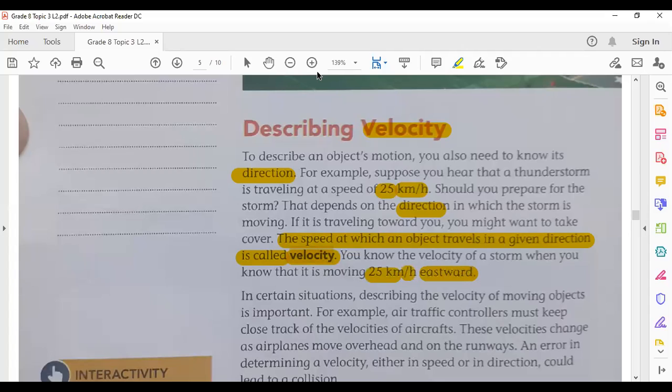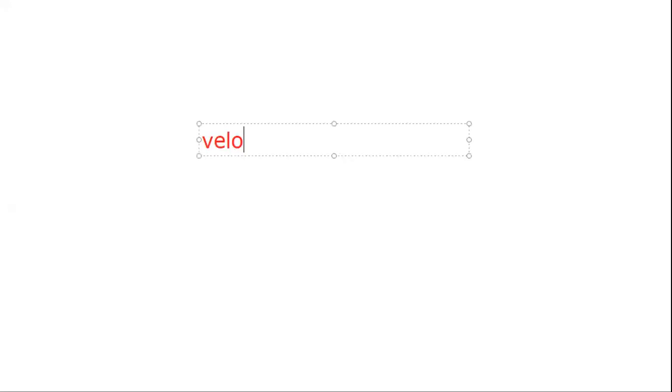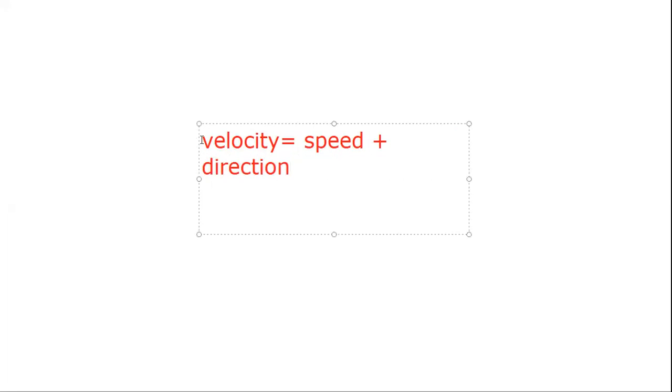Look here, please. Without the direction, 25 kilometers per hour is only speed. But when we add the direction, now it is velocity. So velocity means speed plus direction. For example, 40 kilometers per hour to the north. This is an example of a velocity.